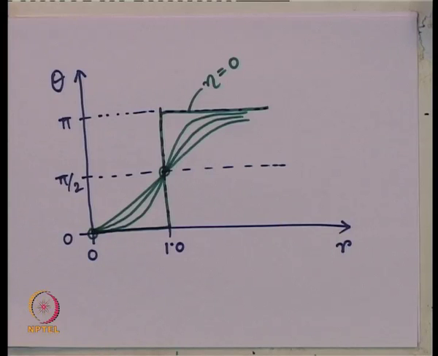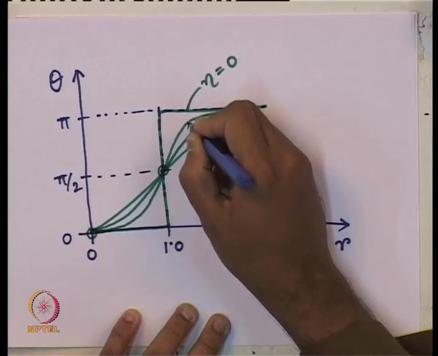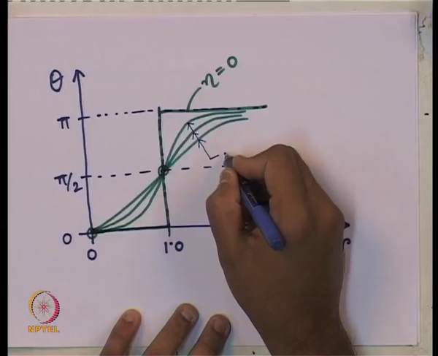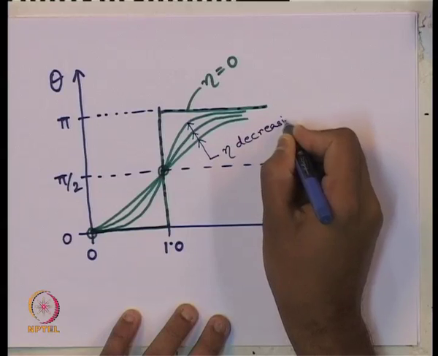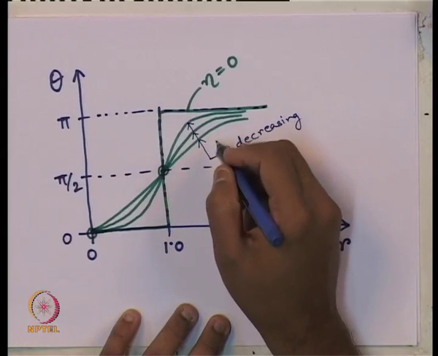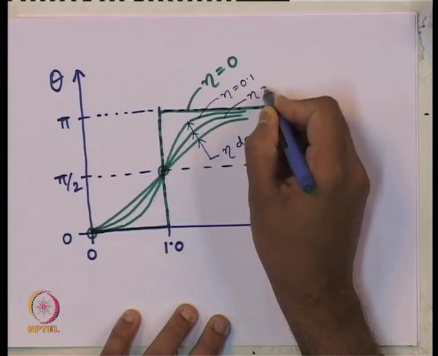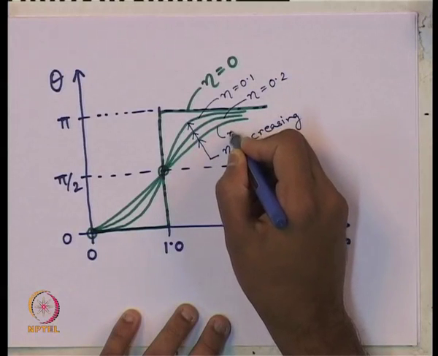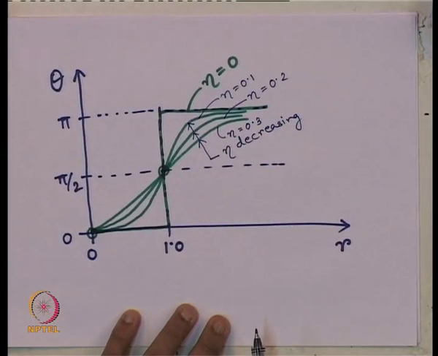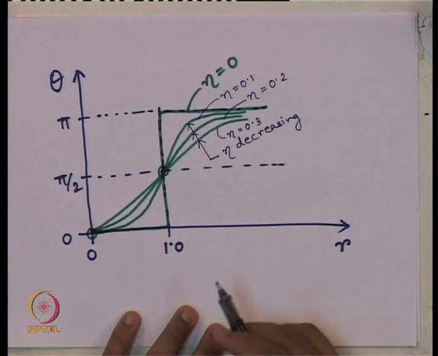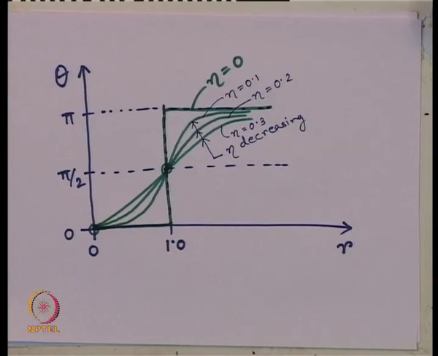So, what we can write here, this will be in the order of eta decreasing. That means it can be eta say 0.1, it can be eta 0.2, this can be eta 0.3 like that. So, 0.3, 0.2, 0.1 and eta 0. So, that is the way the phase is varying with respect to the frequency ratio r.